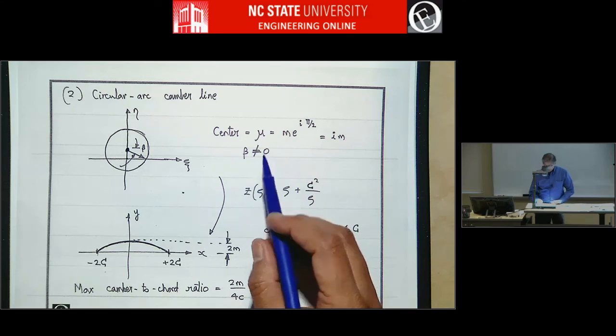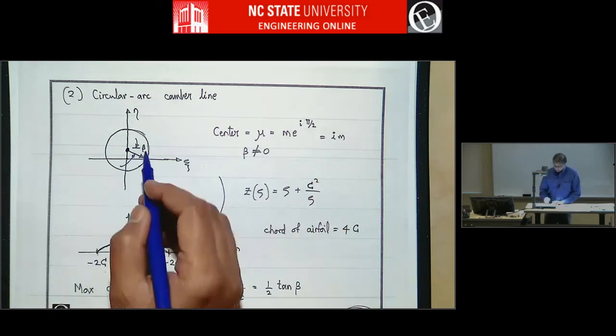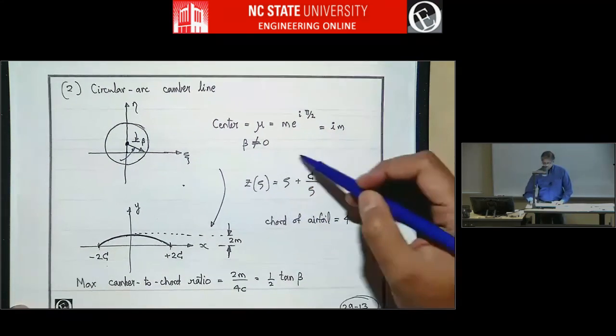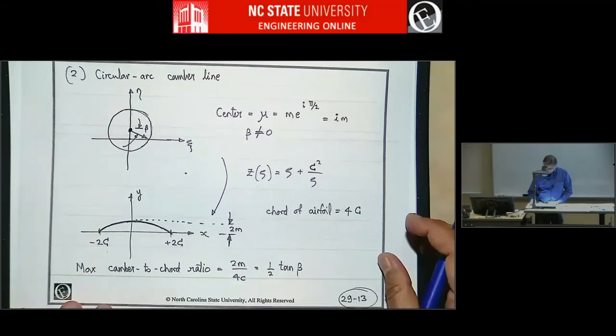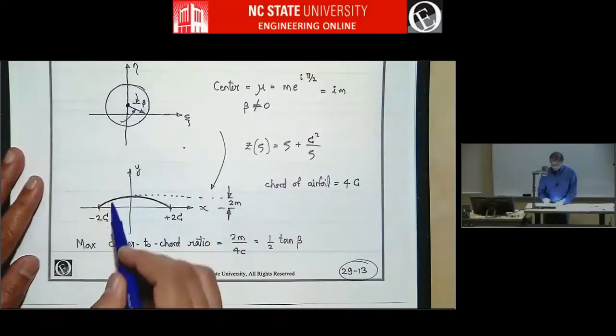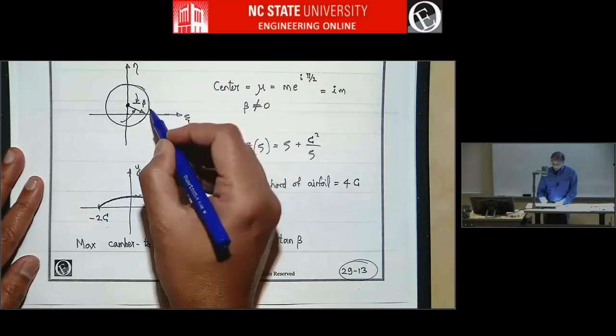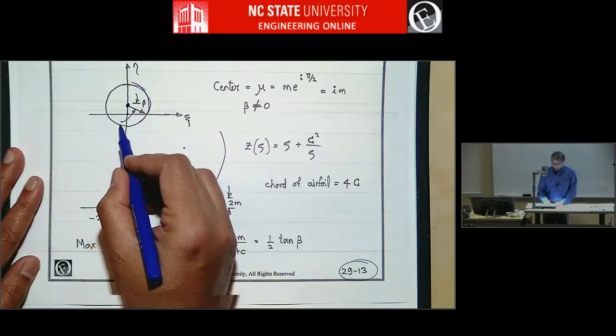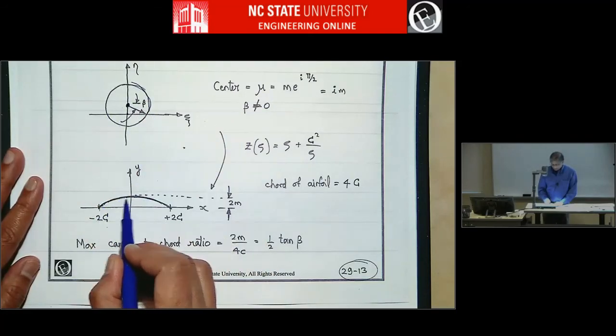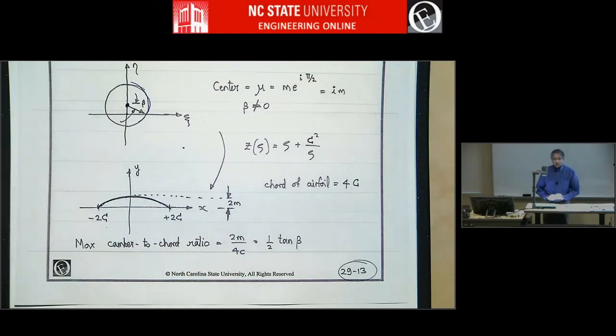And beta is not equal to 0, right? This is beta. So if you transform this using that same Joukowsky transformation, the circle will get mapped to this. So all the points on this side will get mapped to the upper surface. All the points on the lower side will get mapped to the lower surface, but it's the same contour.